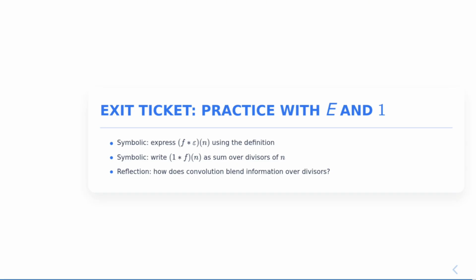So for f convolved with epsilon, I expect the only surviving term is the one where the divisor is exactly n, which should give back f of n. And for 1 convolved with f, we should get a sum of f over all divisors of n, since 1 does not change the values. Exactly. Reflect on what these answers say. Epsilon picks out a single divisor contribution, while 1 does not filter anything and instead accumulates all divisor information. That contrast captures two extreme ways convolution can blend data across the divisor structure of an integer.